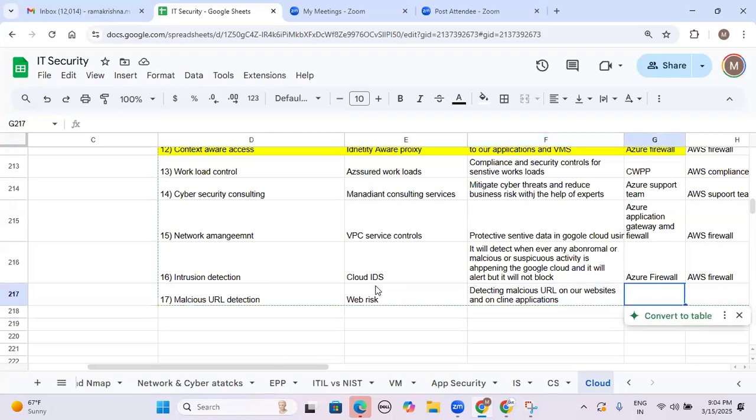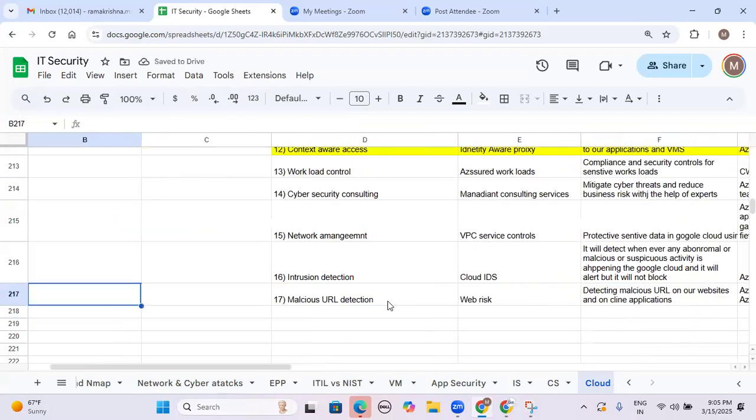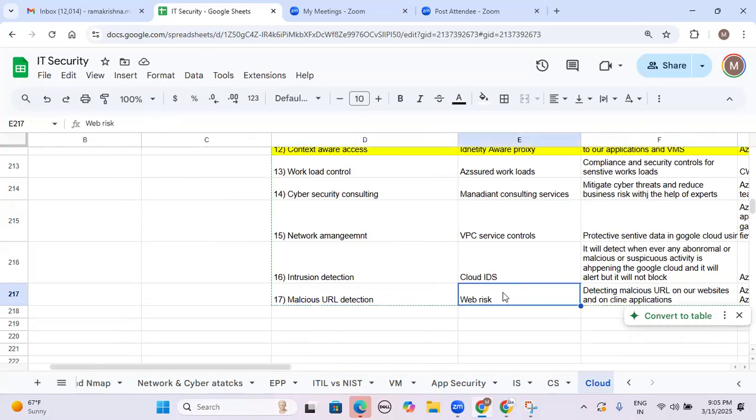So this feature, if you compare it with Azure and also Amazon, we can say Azure Firewall, and here we can say AWS Firewall. Dedicatedly, they don't have it, even I can say Azure Load Balancer also. So these are the competitors to Azure, I mean malicious URL detection as part of Web Risk, if you are comparing and checking with the other cloud service providers' service names.